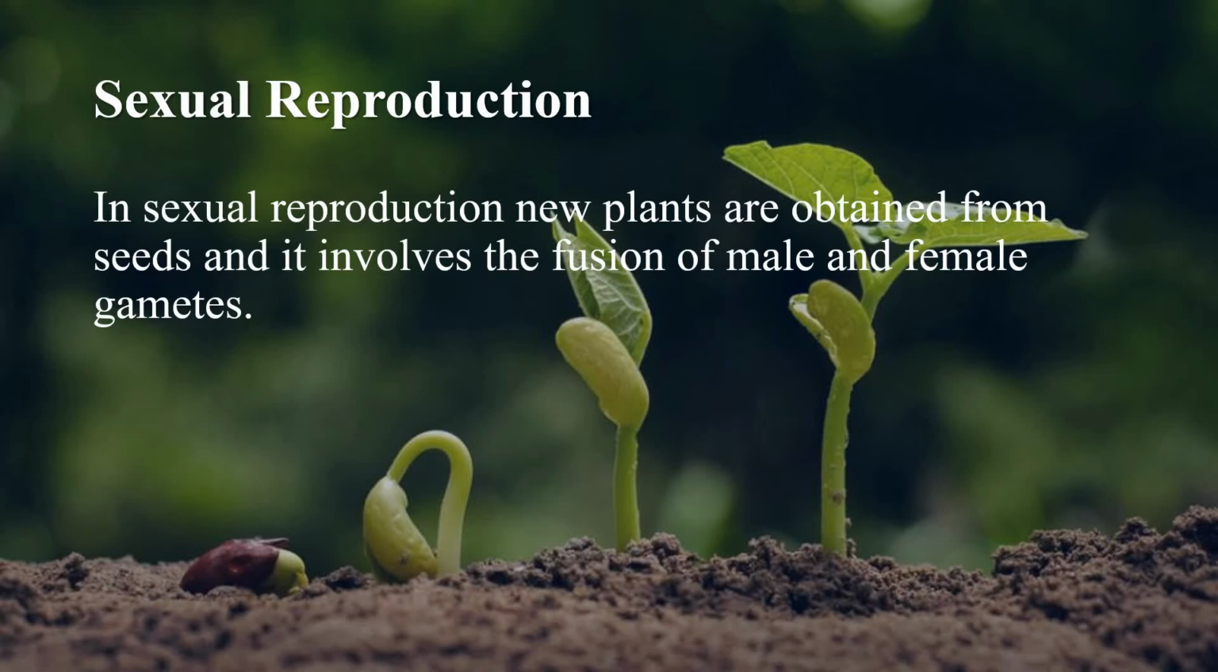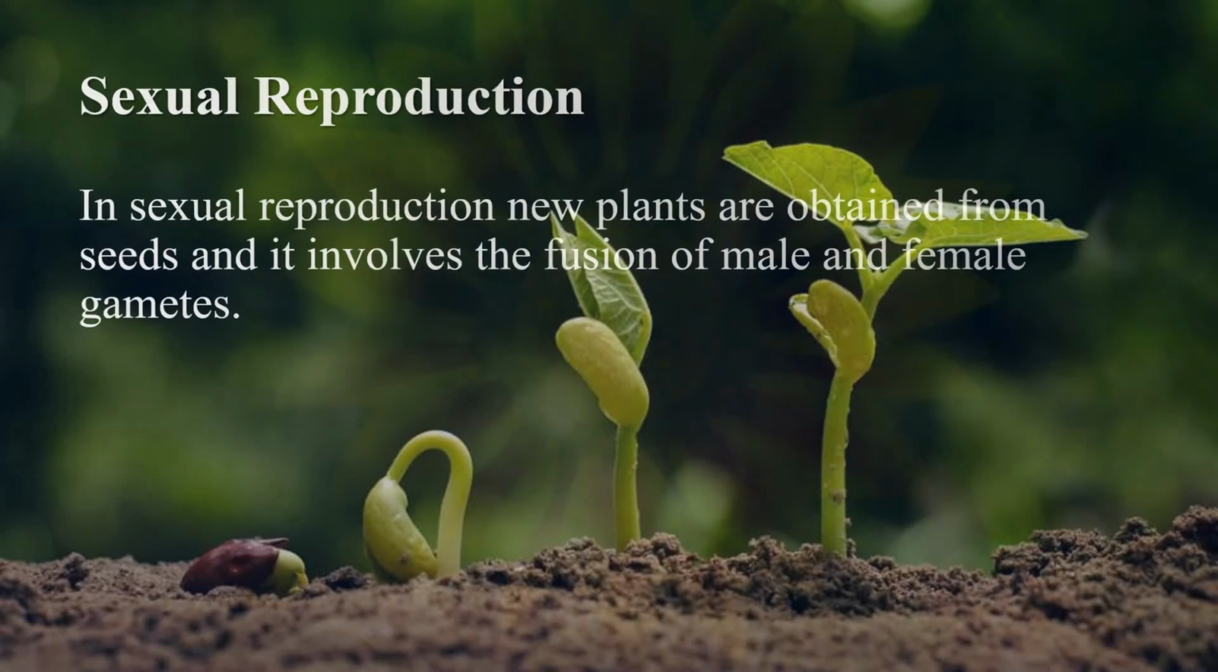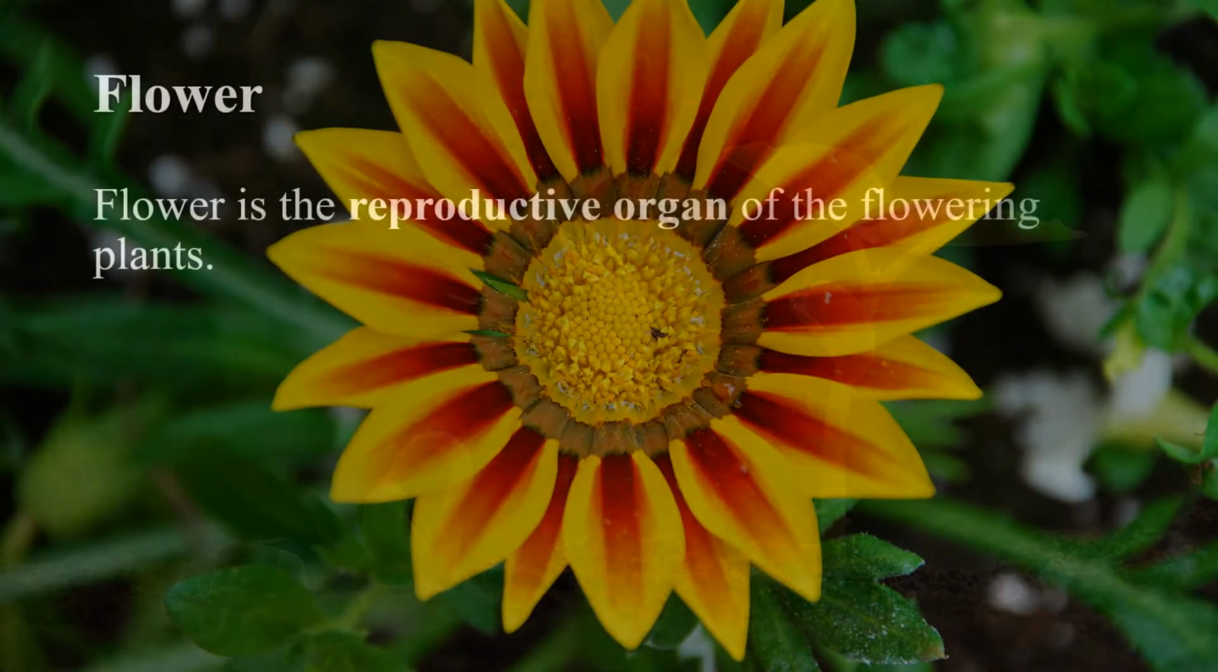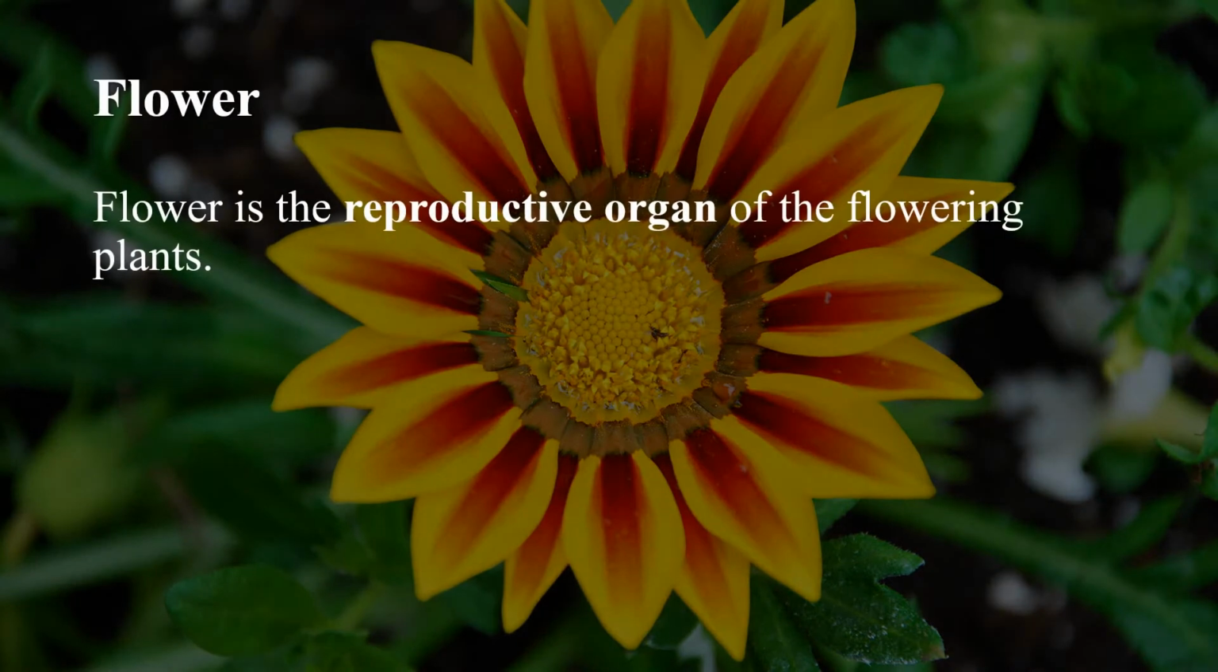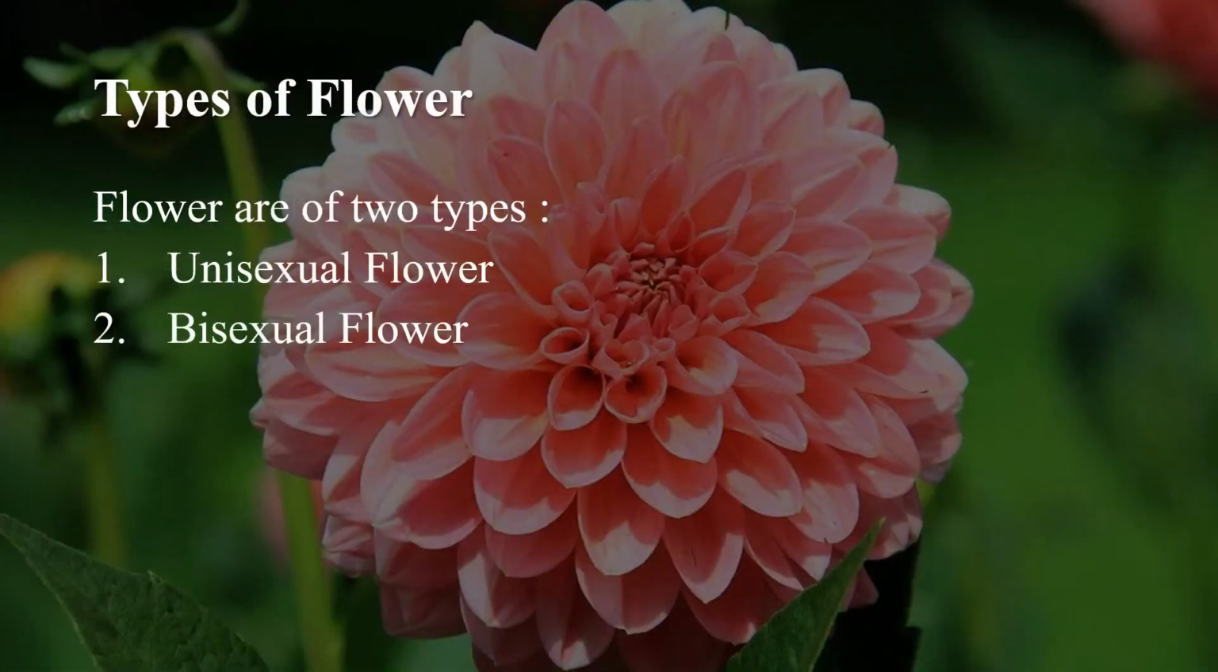Students, did you know which part of the plant is known as the reproductive part? So let us know about it. Yes, it is the flower. Flower is the reproductive organ of the flowering plants. And students, did you know about the different types of flowers? A flower may be unisexual or bisexual.